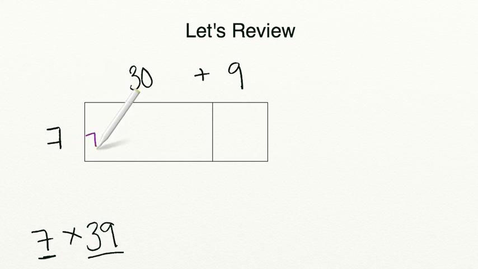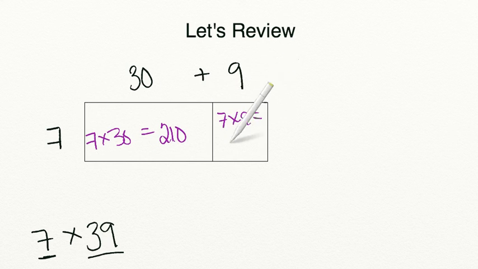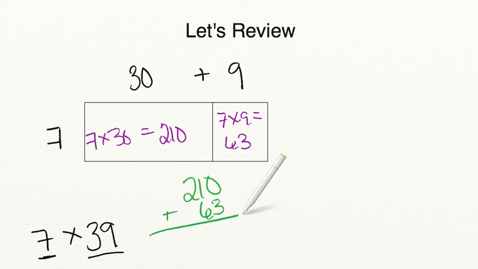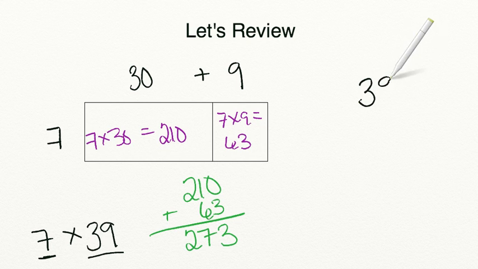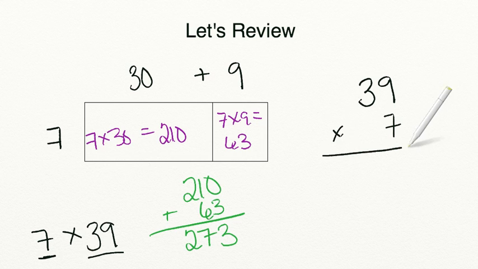7 times 30, we're going to write in the box to stay organized, equals 210. 7 times 9 equals 63. And now we have to add these together. 210 plus 63 equals 273. Now let's go ahead and check our work using the traditional method. We're going to put the larger number on top, and we're going to make sure we line up our place values so we have our ones place lined up.